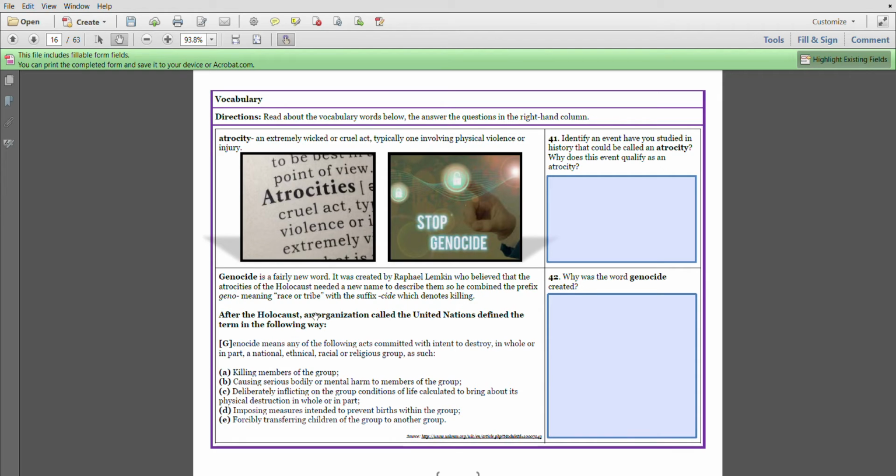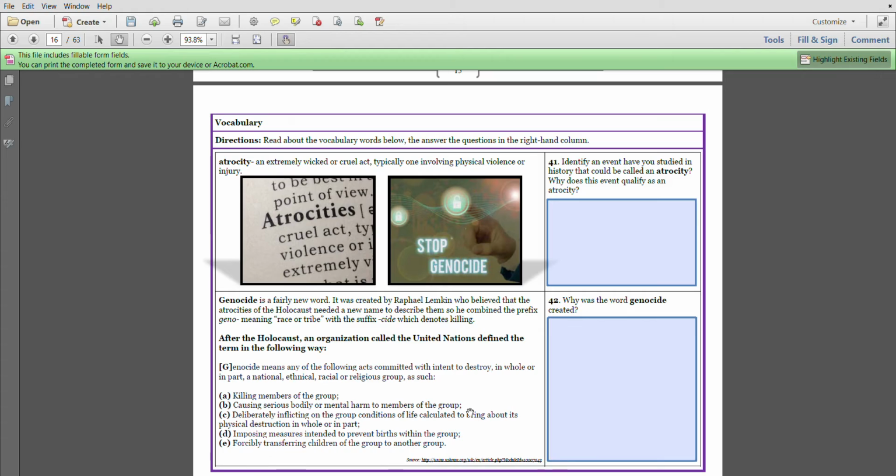After the Holocaust, an organization called the United Nations defined the term in the following way. Genocide means any of the following acts committed with intent to destroy in whole or in part a national, ethnical, racial or religious group as such: killing members of the group, causing serious bodily or mental harm to members of the group, deliberately inflicting on the group conditions of life calculated to bring about its physical destruction in whole or in part, imposing measures intended to prevent births within the group, forcibly transferring children of the group to another group.